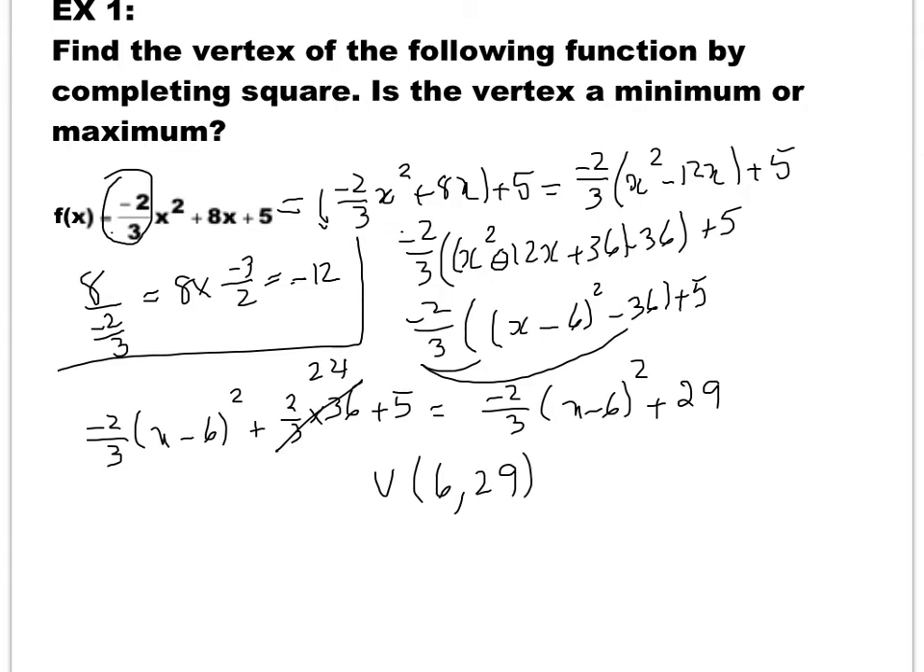And since the leading coefficient is negative 2 over 3, which is negative, then we know the parabola opens downward, and the vertex is a maximum, and the maximum value is equal to 29.